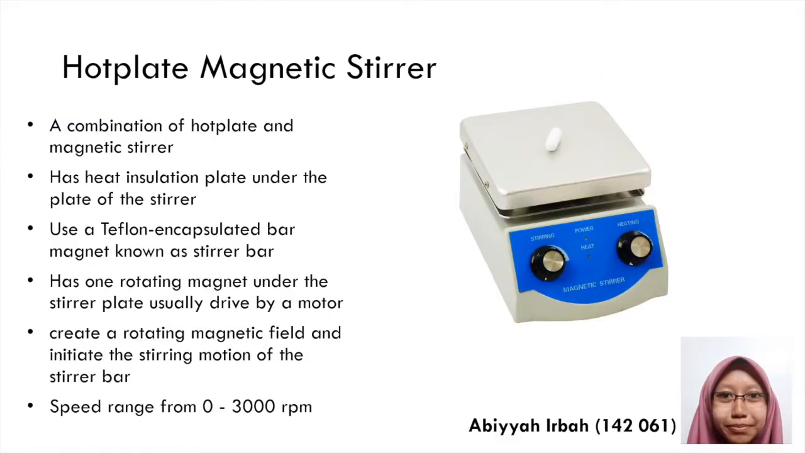Hi, I am Abia and I am going to talk about 2 types of stirrer usually used in mixing process. The first one is the hot plate magnetic stirrer. It is a combination of hot plate and magnetic stirrer where it has a heat insulation plate under the plate of the stirrer. It also uses a Teflon encapsulated bar magnet known as a stirrer bar.